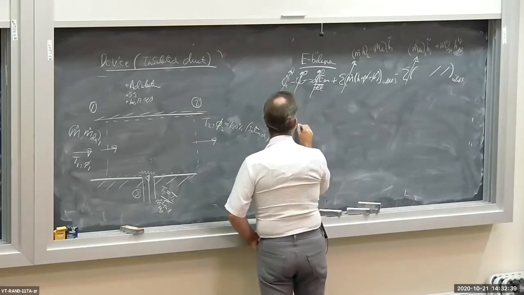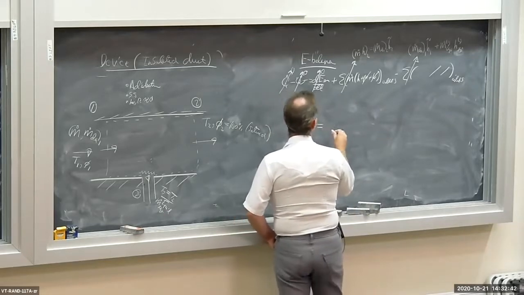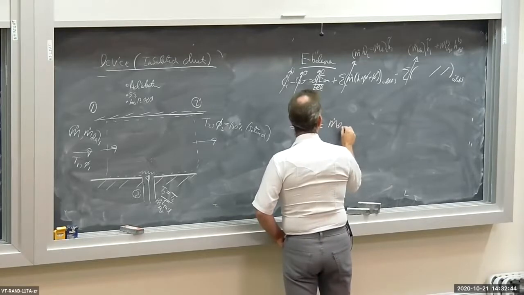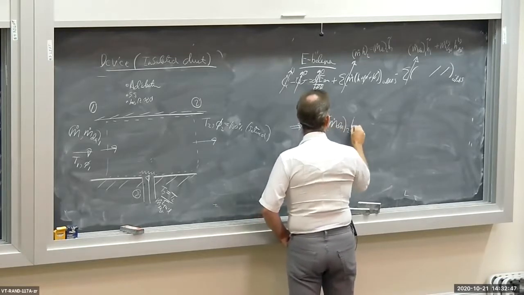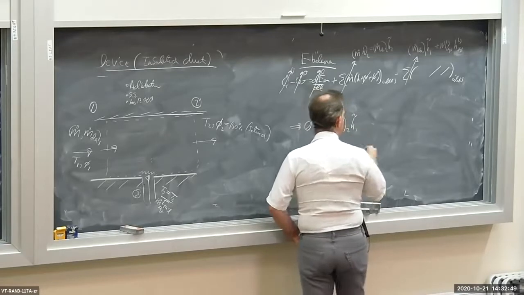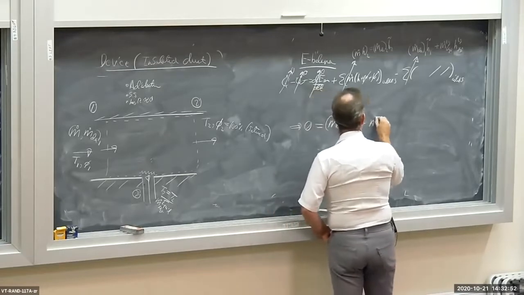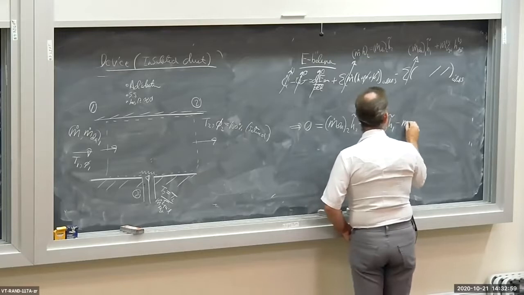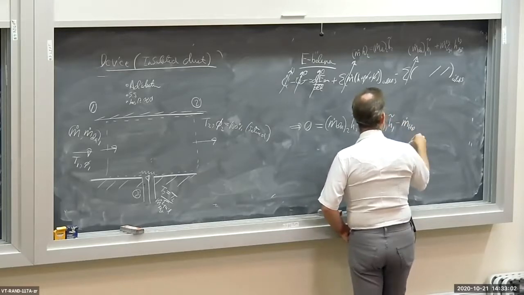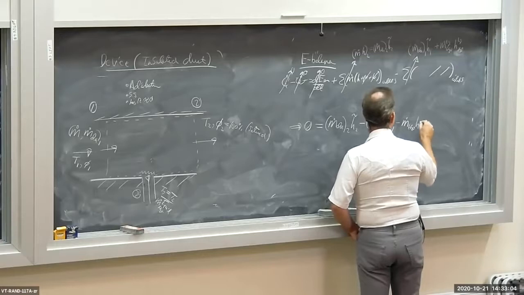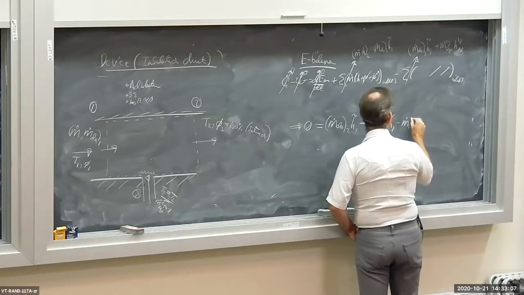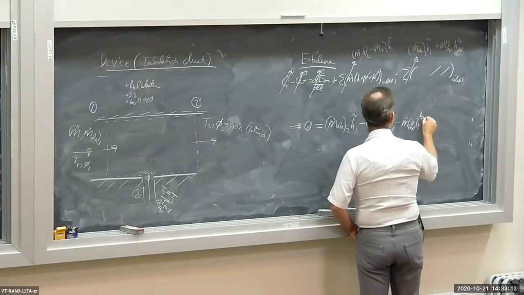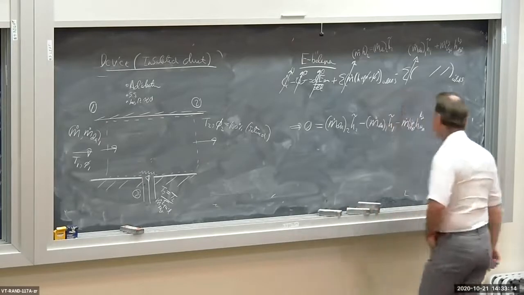So let's write what I have. 0 equals m dot dry air at location 2, H tilde at location 2, minus m dot dry air at the inlet, H tilde at the inlet, and then I have minus m dot H2O, and then I have H, and this is for the liquid H2O, and I have H for the liquid H2O, okay?